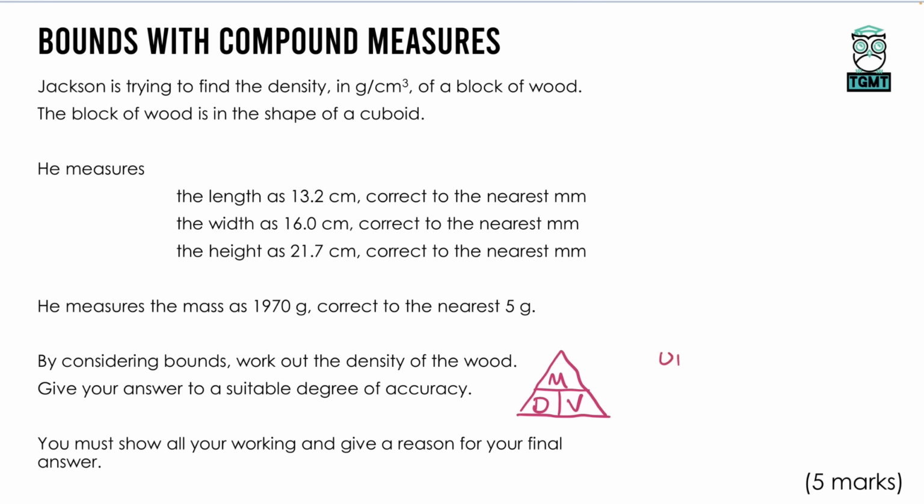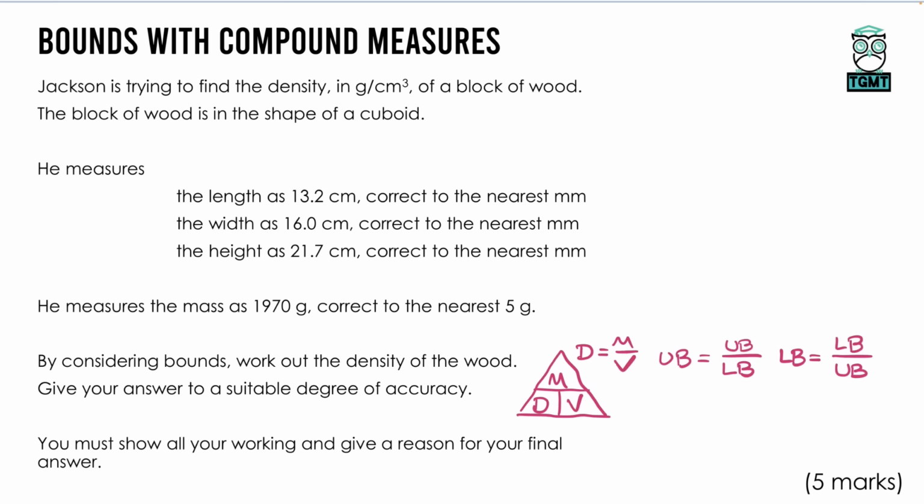And to do the upper bound, that means we need to do the biggest mass, so the upper bound of the mass, divided by the lower bound of the volume. For the lower bound, we're going to need to do the lowest possible mass, so the lower bound of the mass, divided by the upper bound of the volume. And I'm just going to write here density is equal to mass over volume.